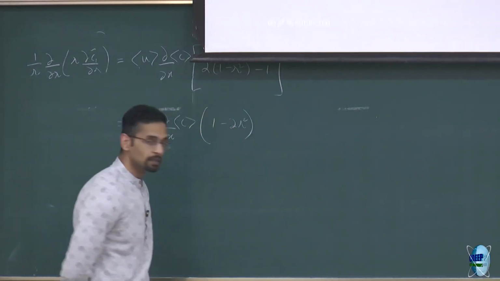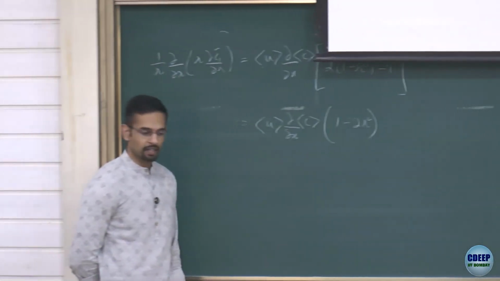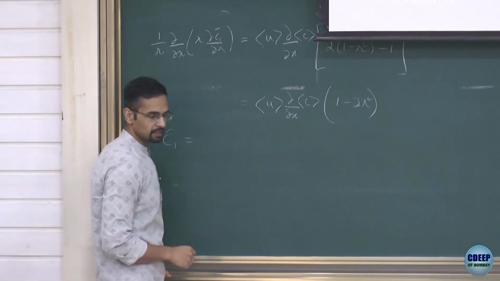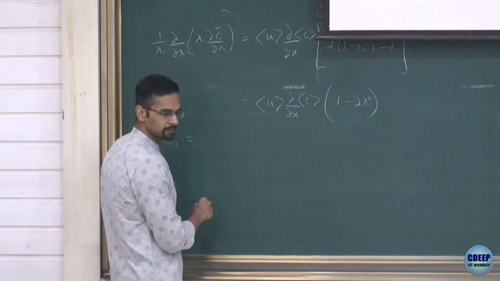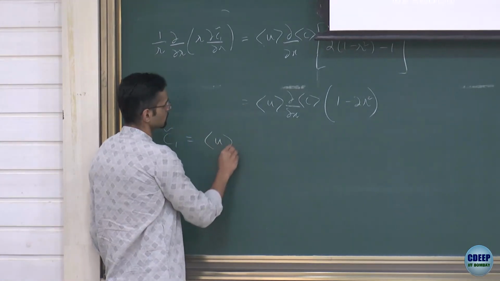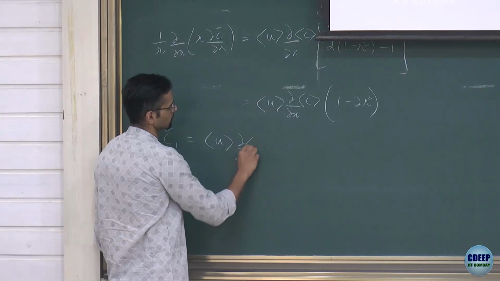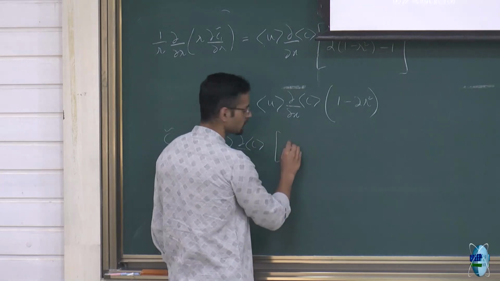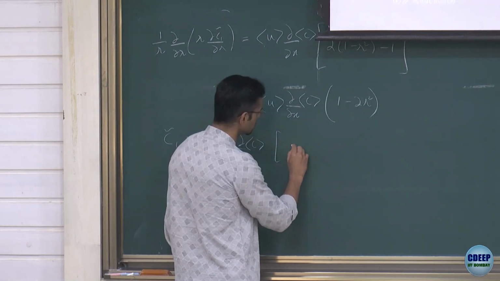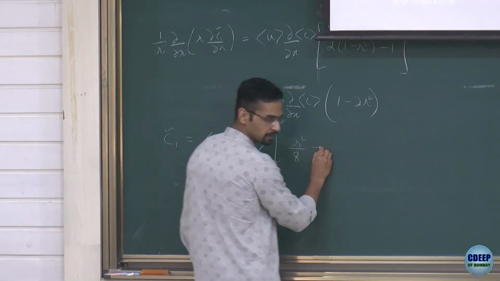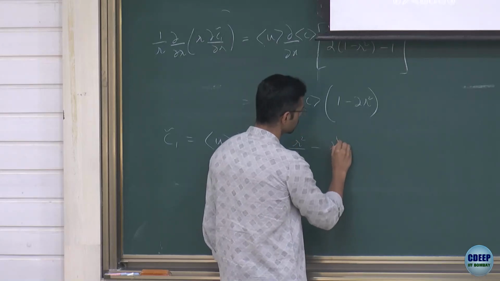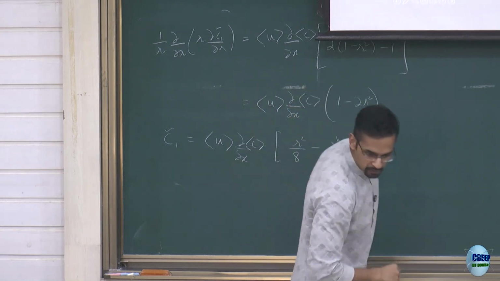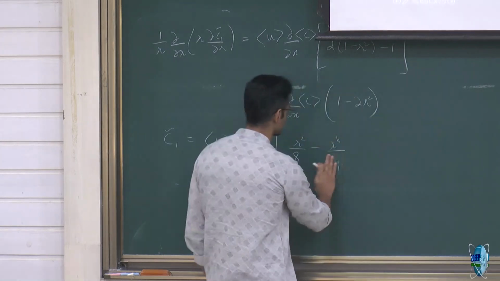Okay. So after some algebra, you should be able to show that C1 tilde is, right, this part just comes along like a constant, and then you should get r square by 8 minus r to the power 4 by 4. Sorry, other way around.